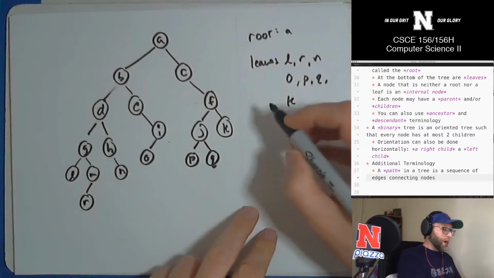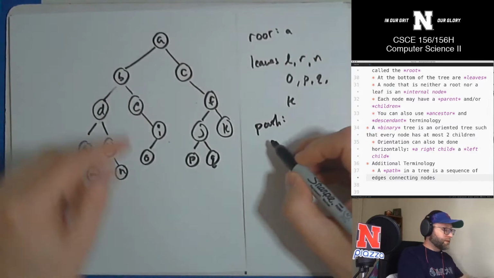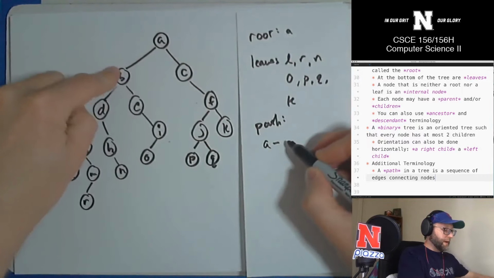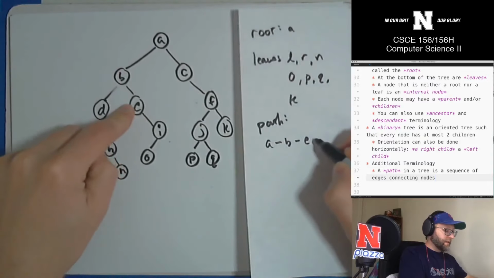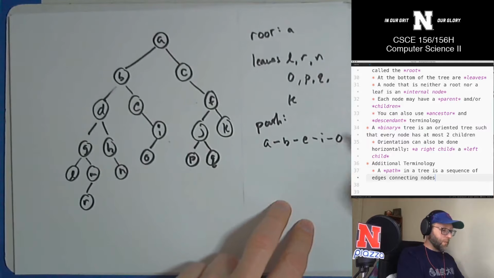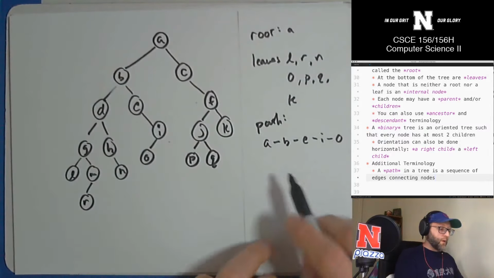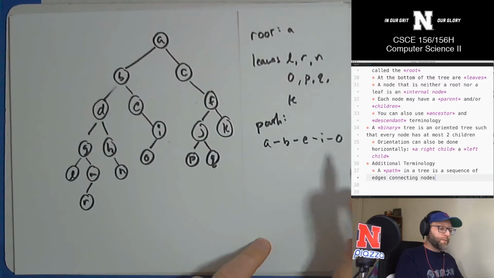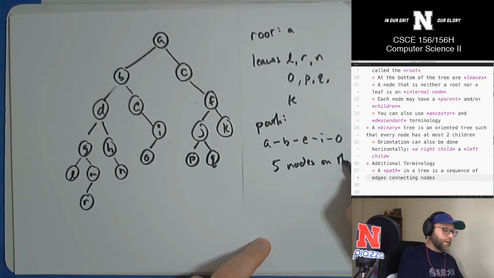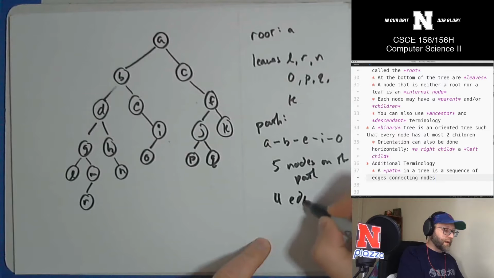Okay. Consider the following paths. There is a path from, say, A to O. A goes to B, goes to E, goes to I, goes to O. Now, what's the length of this path? Well, it has 1, 2, 3, 4, 5 nodes on it, 5 nodes on the path, and 4 edges connecting them.